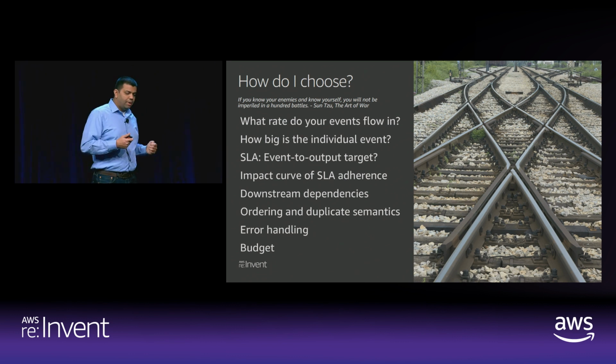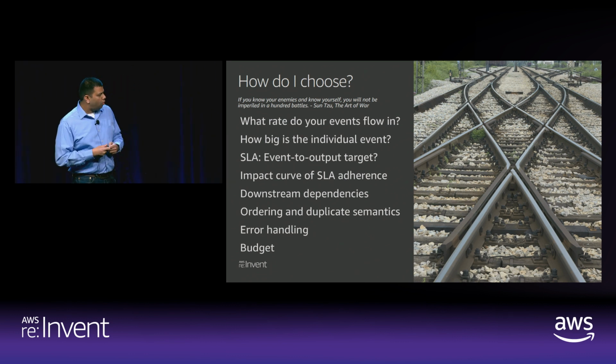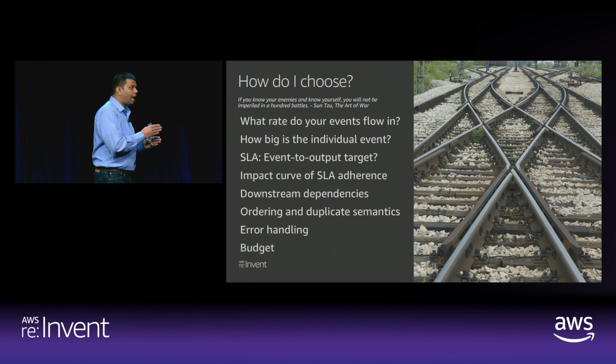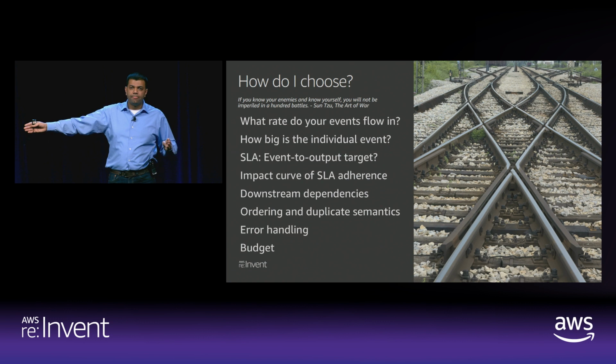And so for each application, you need to evaluate the rate at which your events are flowing in. What's the inflow rate? Then, what goes inside an individual event? What is the event made of? What is it trying to signal? What's the size of it? What is the goal you have for your application, in terms of the event happening to the output being generated?